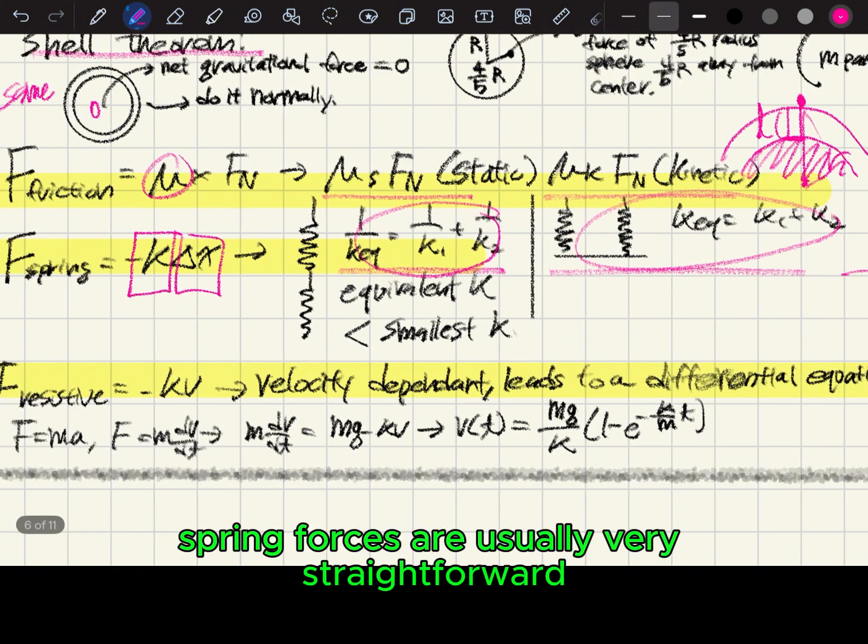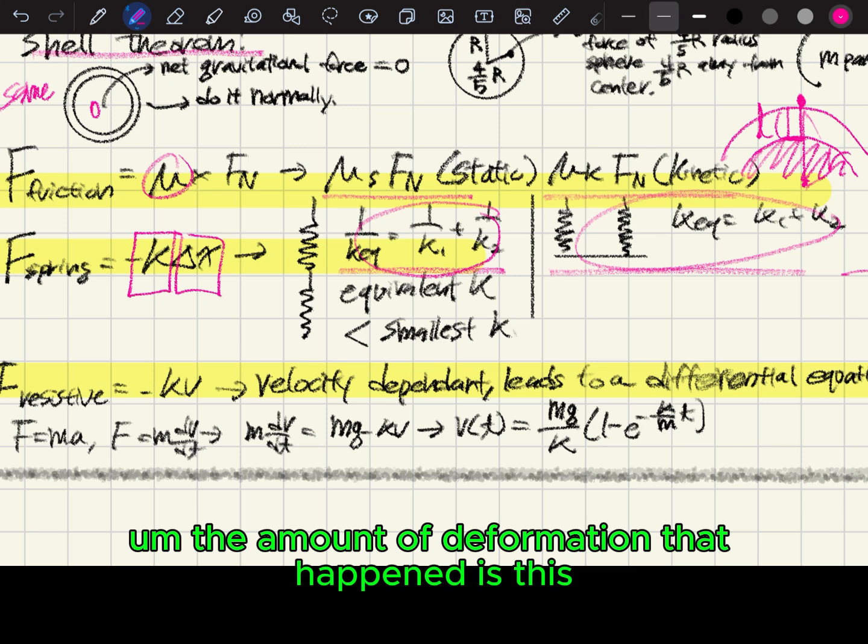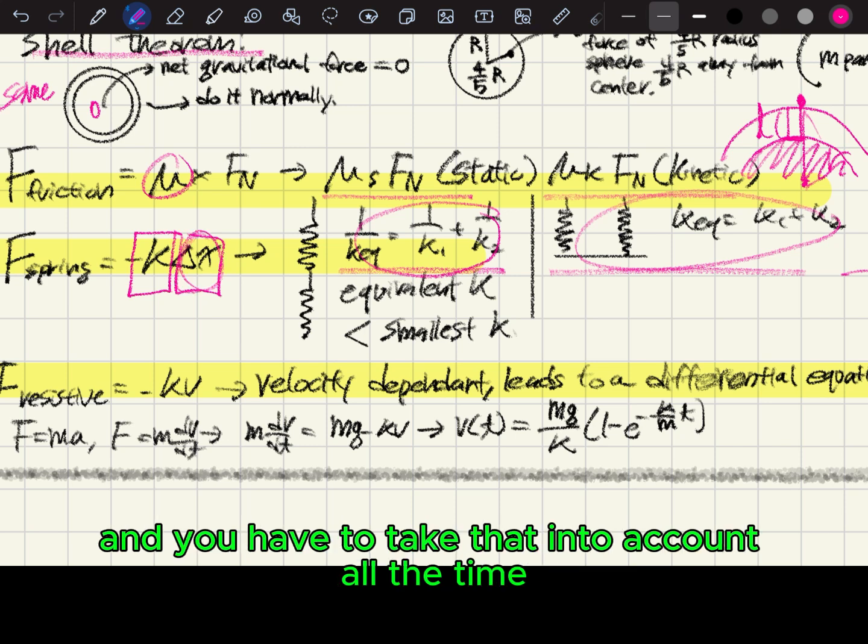Spring forces are usually very straightforward. It's just that you have to remember that the amount of deformation that happened is this, and you have to take that into account all the time.